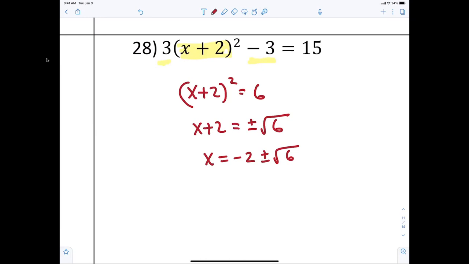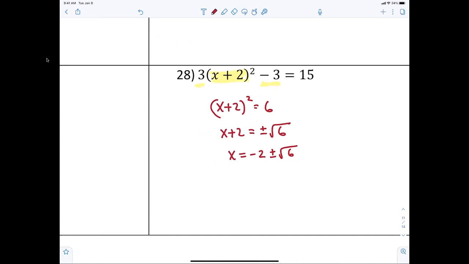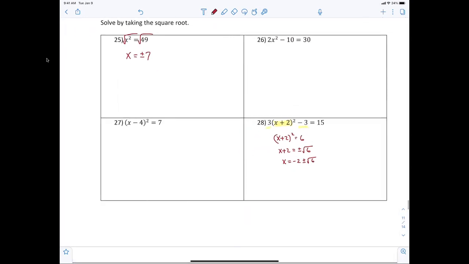Now, the purpose of this review was to kind of keep it small. Each little review section has a few problems, and it's supposed to make you say, okay, I remember that. If you don't remember that, you can speak up. Is everybody comfortable with that? That's not bad. That's solving a quadratic by taking the square root. And you only use that when there is no x term. So finish up. Try 26 and 27 tonight.